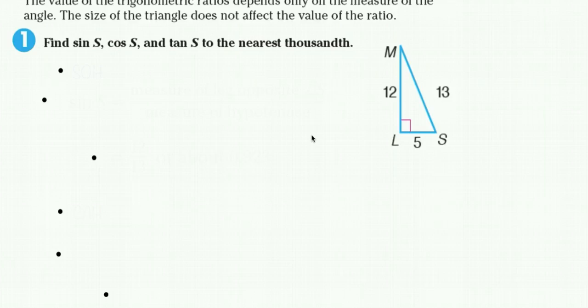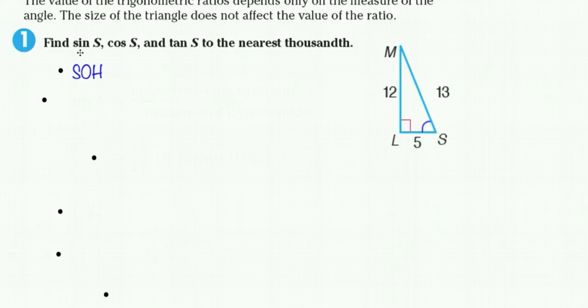The ratio depends only on the measure of the angle. The size of the triangle does not affect the value of the ratio. We explained that during the background of trigonometric ratios. So let's look at this one. Find sine S, cosine S, and tangent S to the nearest thousandths place. Okay, and this is the angle we want right here. Sine S, cosine S, and tangent S. Okay, let's take a look.